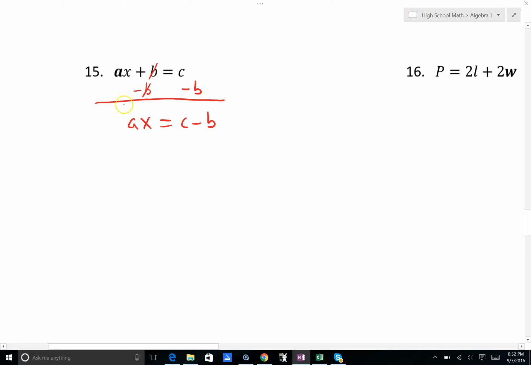Well, we're looking to get the a by itself. What's keeping a from being by itself? x is. What operations are going on between a and x? It's multiply because they're connected. I want to undo that multiply by dividing, in this case dividing by x.